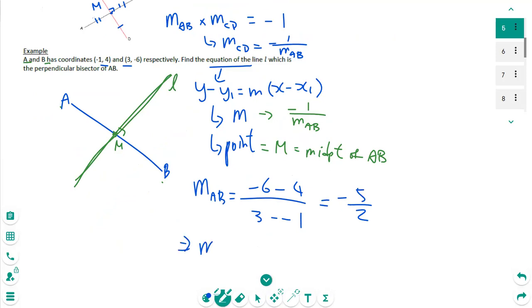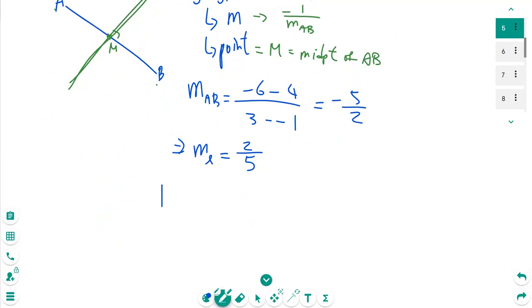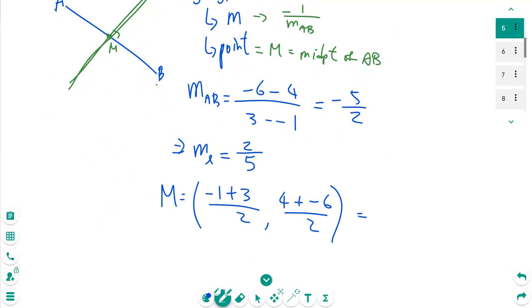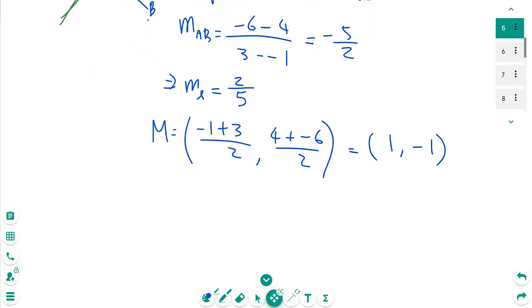Therefore, the gradient of L, mL, equals 2/5, the negative reciprocal. Okay, what about the midpoint of AB? So M equals the midpoint of AB, which is (-1 plus 3)/2 and (4 plus -6)/2. Put in the calculator separately, you get 1 and -1. So these are two ingredients that you need for your formula.